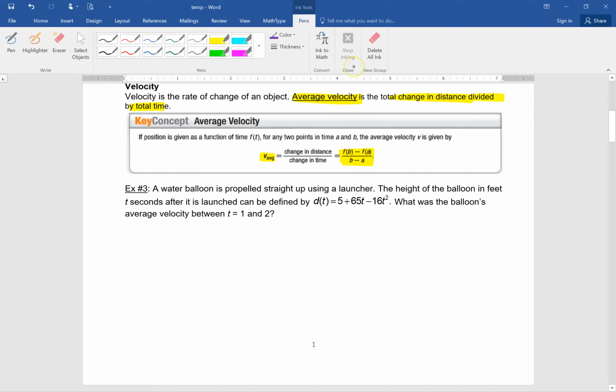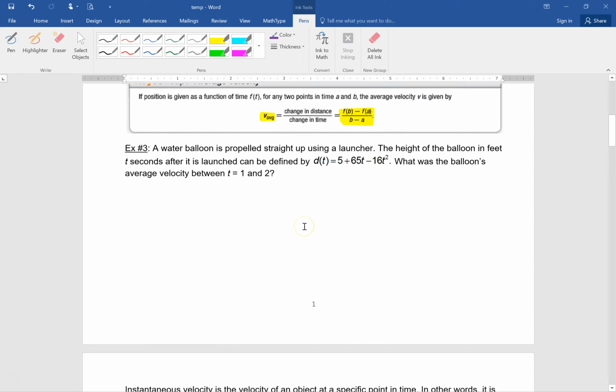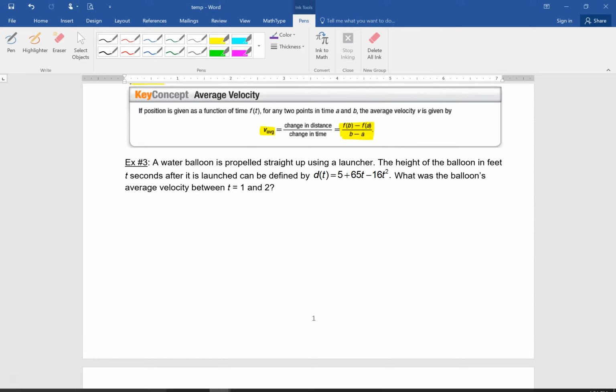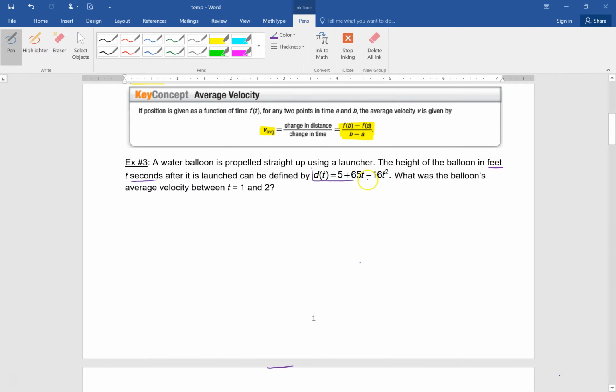Let's take a look at this one. A water balloon is propelled straight up using a launcher, so it's going up. The height of the balloon in feet, t seconds after it is launched, so the height is in feet, t is in seconds, and the height can be defined by this. So this is the height. It's 5 plus 65t minus 16t squared. And it says, what was the balloon's average velocity between t equals 1 and t equals 2?